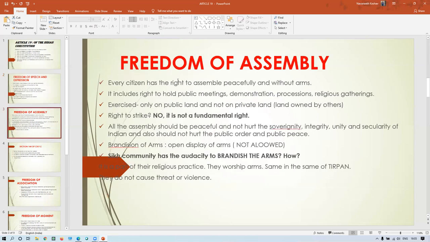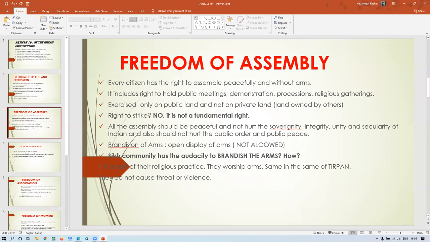The second one is freedom of assembly. According to this, every citizen has the right to assemble peacefully and without arms. Now, what does arms mean here? Guns or any machineries or any harmful things are called arms here. So there is an exception. We'll discuss it now. It includes the right to hold public meetings, demonstrations, processions, and religious gatherings.